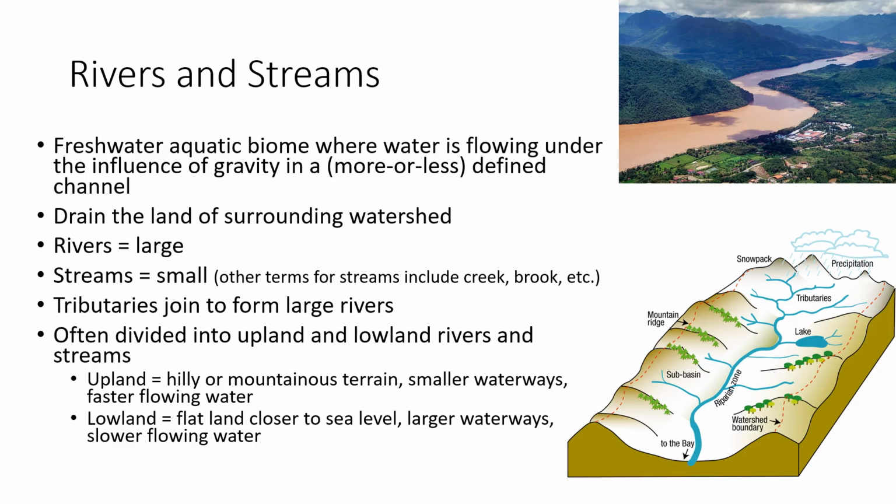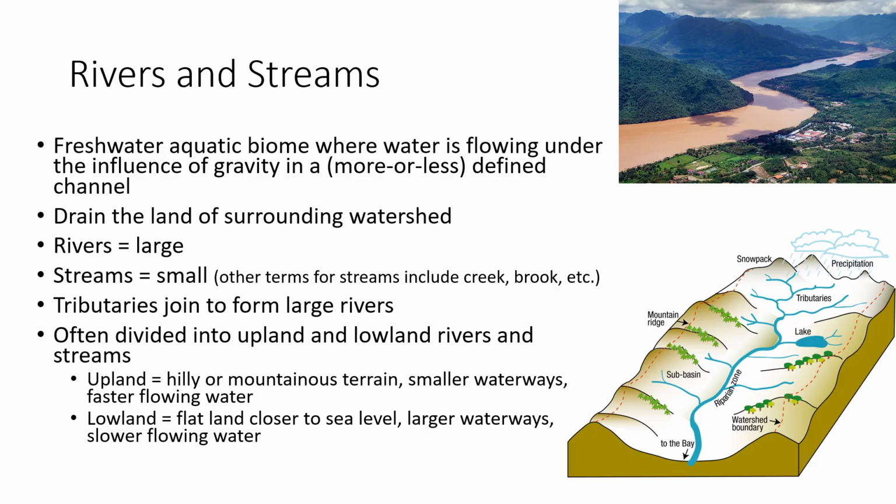You guys know that many tributaries are often associated with one larger river. So one large river will have many smaller tributaries. And we often divide rivers into upland rivers and lowland rivers. Upland rivers tend to be on hilly or mountainous terrain. They tend to be smaller waterways. They tend to be the tributaries of larger waterways, and they tend to have faster flowing water. Lowland rivers tend to be flat land closer to sea level. They tend to have larger waterways and slower flowing water and tend to have higher turbidity than upland rivers.